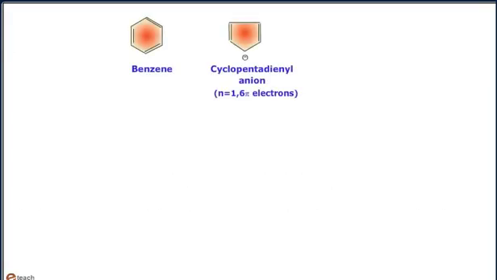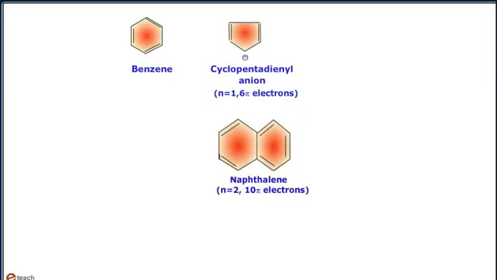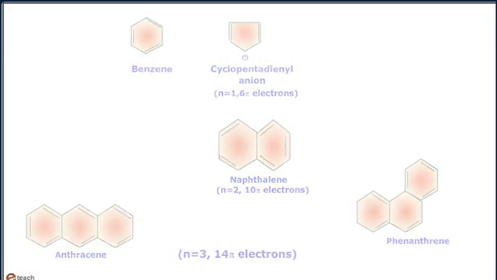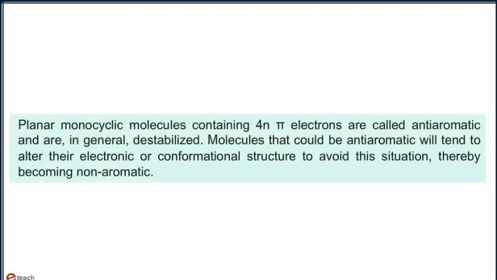For example, benzene and the cyclopentadienyl anion, where n equals 1, that is 6 pi electrons, and also the cyclopentadienyl cation, and also naphthalene, where n equals 2, that is 10 pi electrons, and so on. Planar monocyclic molecules containing 4n pi electrons are called anti-aromatic and are in general destabilized. Molecules that could be anti-aromatic will tend to alter their electronic or conformational structure to avoid this situation, thereby becoming non-aromatic.